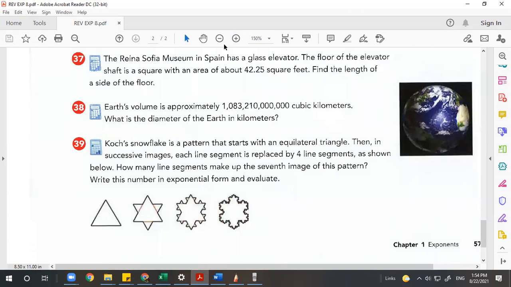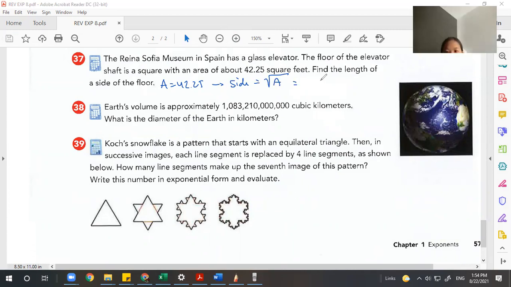Okay, 37. This is very simple. The floor of an elevator is square, with an area of about 42.25 square feet. Find the length of a side. What is a side? The side is always the square root of the area, right?